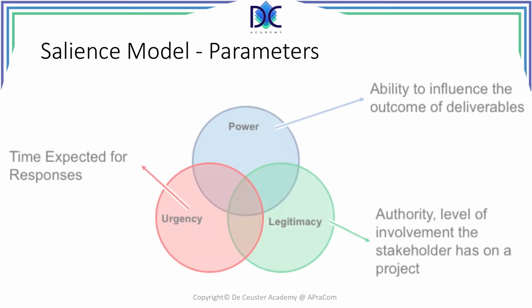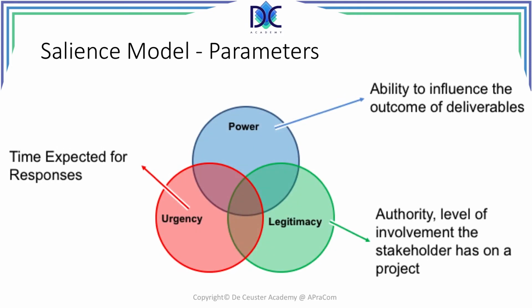Another element is the salience model. The salience model relates to 3 parameters. First parameter is the power. The power is the ability to influence the outcome of the deliverables. The second parameter is the urgency, or the time expected for responses. And the legitimacy is the authority, level of involvement the stakeholder has on the project.